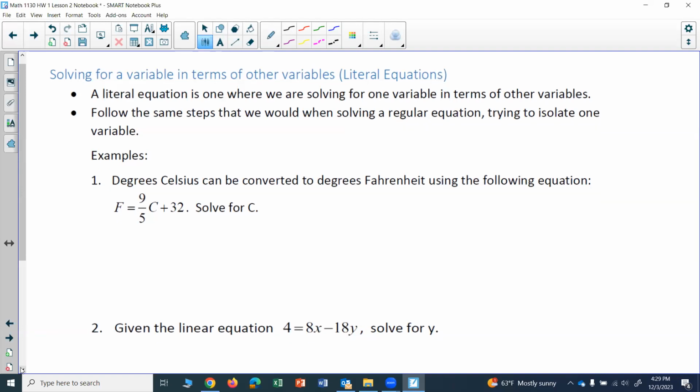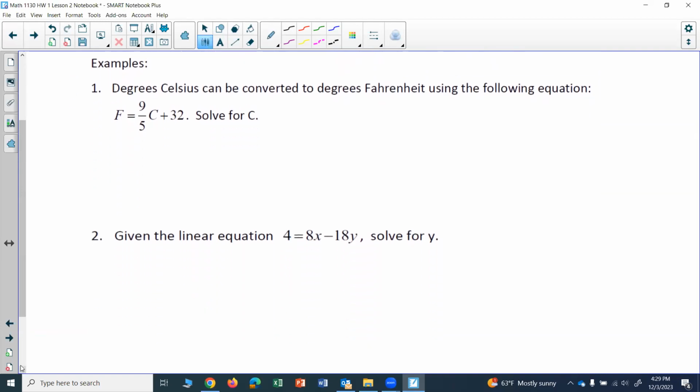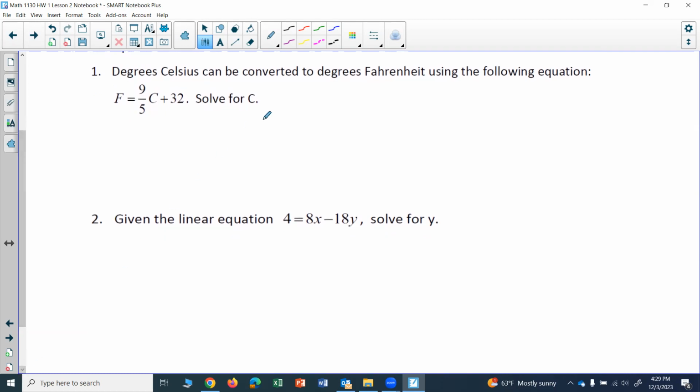I have two examples here. The first one says degrees Celsius can be converted to degrees Fahrenheit using the following equation: F equals 9/5 C plus 32, and we want to solve for C, meaning get C by itself. So I'm going to go ahead and rewrite my equation here. F equals 9/5 times C plus 32.